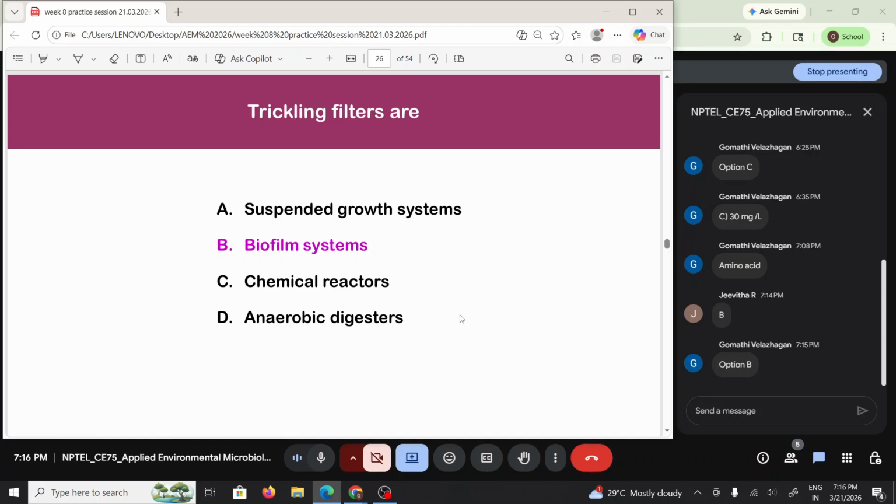When we talk about suspended growth systems, a general process like the activated sludge process, where you directly have microorganisms in the wastewater itself, is a suspended growth system. And obviously trickling filters are not anaerobic; they are biochemical reactors in one sense, but they are more a biofilm reactor. So you can assume that there will be a media over which there will be a coating of microorganisms, and this you call a biofilm, and the microorganisms from this matrix perform the organic degradation.